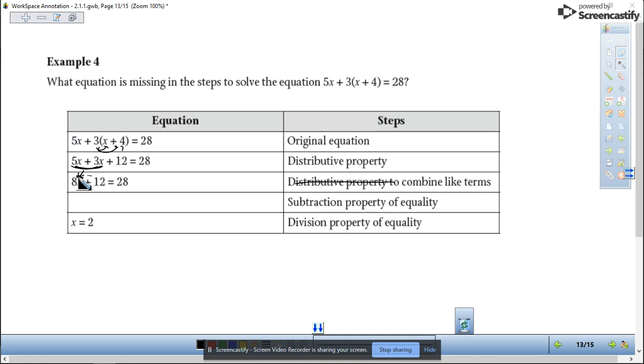Now, the next thing they do is the subtraction property of equality. So we've got to decide, well, what would they be subtracting here if they were trying to solve for x? And the answer is they would subtract 12. And if they do that, they would be left with 8x equals, that would be 16. And then, of course, the last property from there would be to divide using the division property and to get x equals 2. Okay? Hopefully that helps you. Super easy lesson, I think.